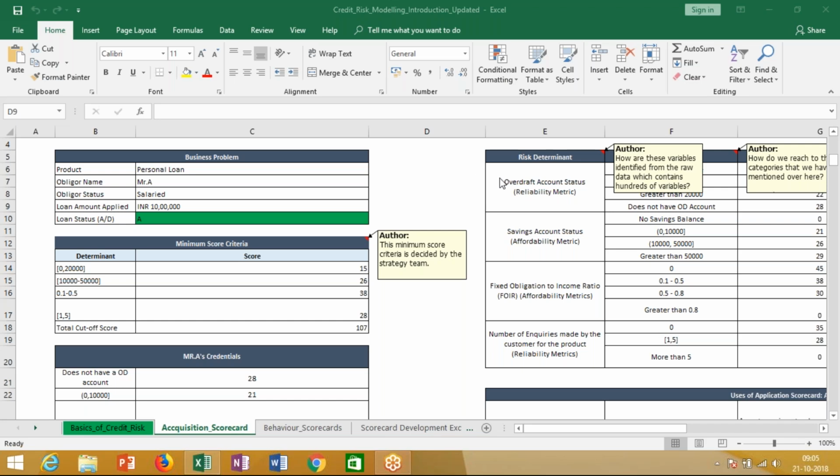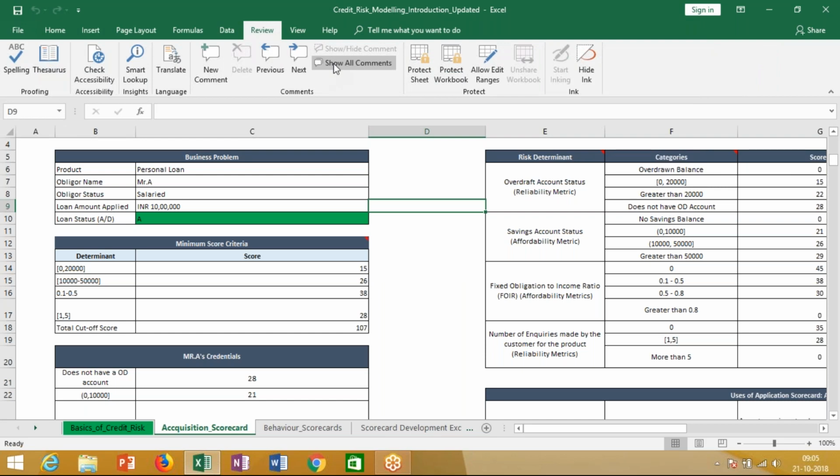Any of these risk determinants at an acquisition stage will capture either an affordability metric or a reliability metric. Let's quickly walk through this once again. Take the fixed obligation to income ratio. Say a borrower has no fixed obligation and is not loaned up. His entire disposable income is freely available for paying the EMI that he's taking the credit for.